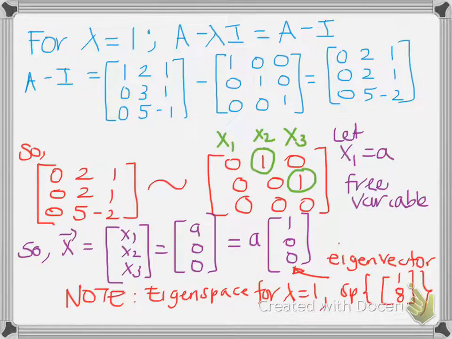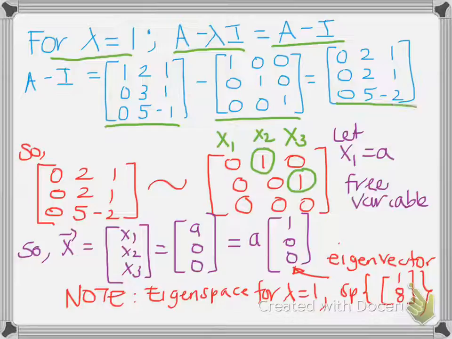Okay, so for lambda equals 1, A minus lambda I is just going to be A minus I, right? Because lambda's 1. And so that means you take your matrix A and subtract it from the identity matrix for I3, and we get 0, 2, 1, 0, 2, 1, 0, 5, negative 2. Now we need to take this matrix and put it in RREF, okay?